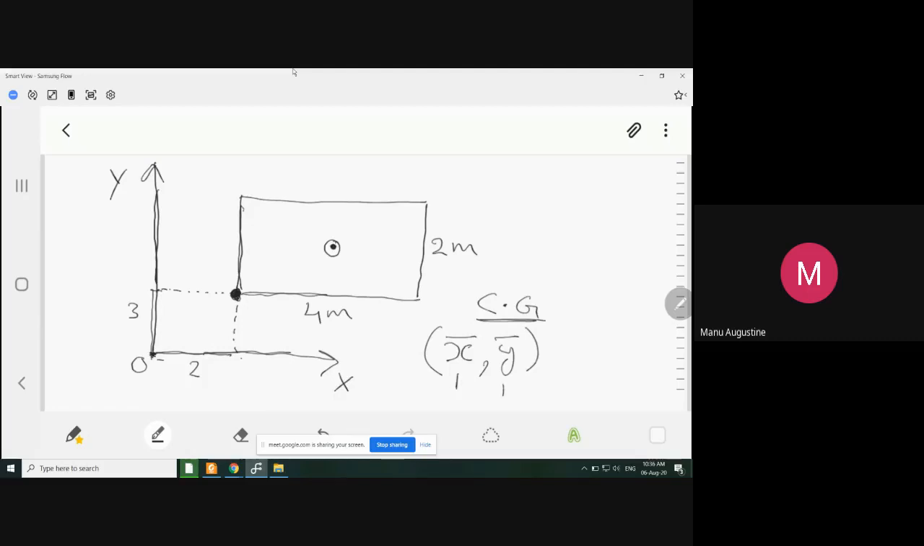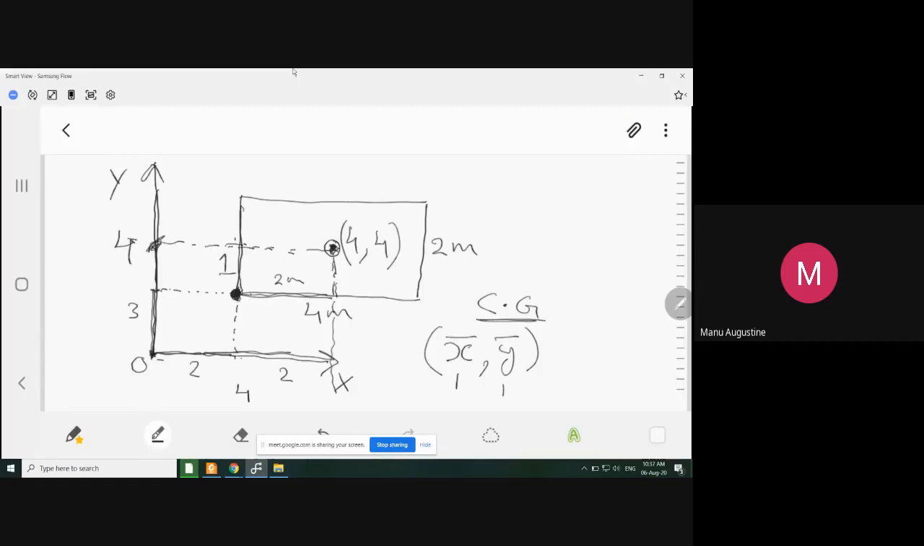Got it? So now as you can see, this centroid will lie exactly 2 meters from this point, and this centroid will lie exactly 1 meter above this point. So the coordinates of this point with respect to origin can be traced by extending it towards the coordinate system like this. So how much is this point? This was already 3 plus 1, so this becomes 4. This was already 2 plus 2, this also becomes 4. So the coordinates of the centroid become 4, 4.